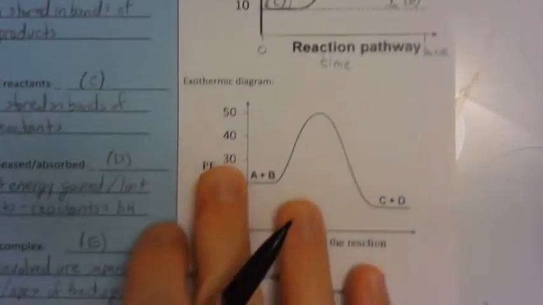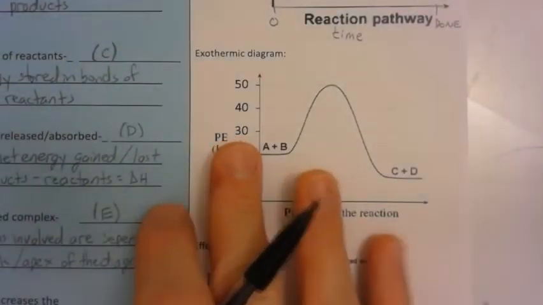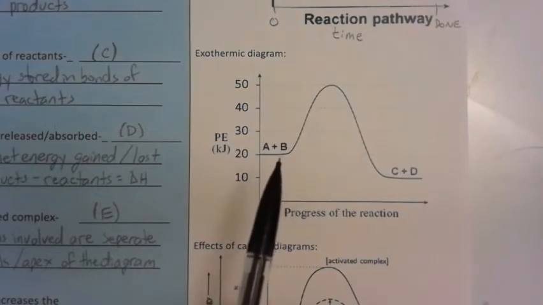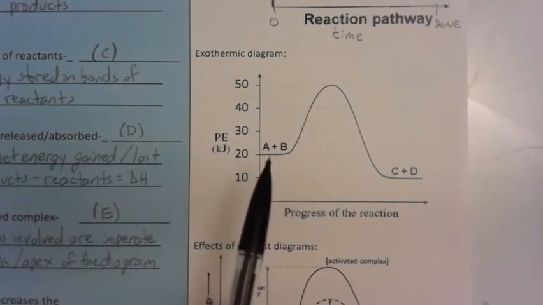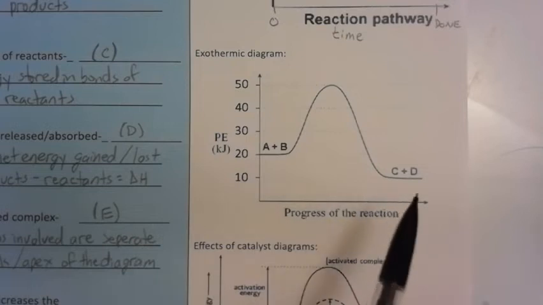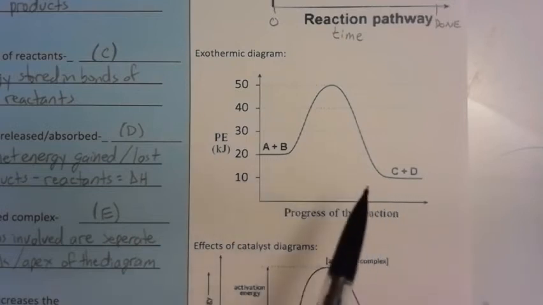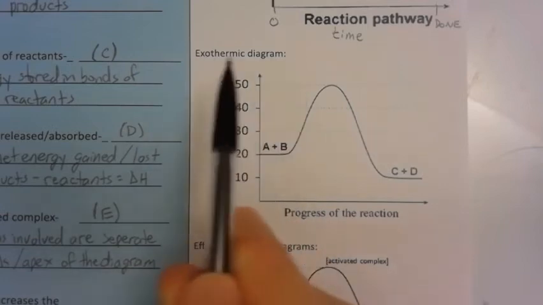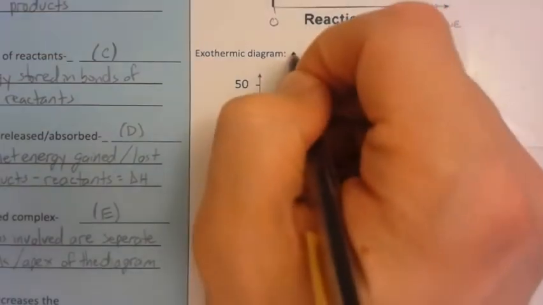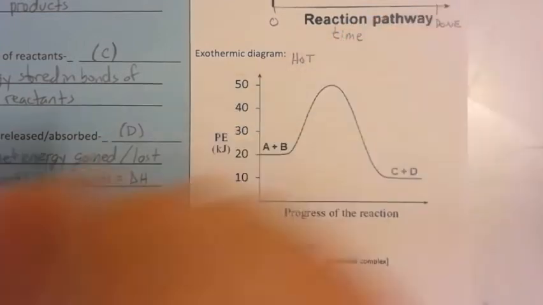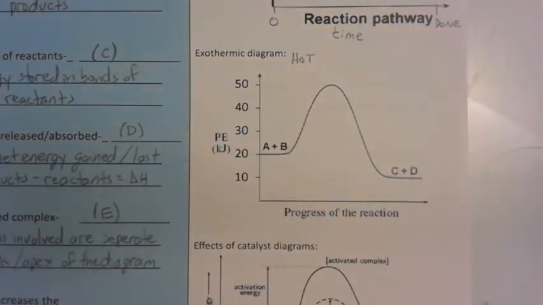If we think about the opposite to that process, we've got an exothermic diagram where our reactants start with more energy and the products have less energy. And so that energy is then lost to the surroundings or outside the beaker. And so exothermic diagrams will always feel hot or warm to the touch.